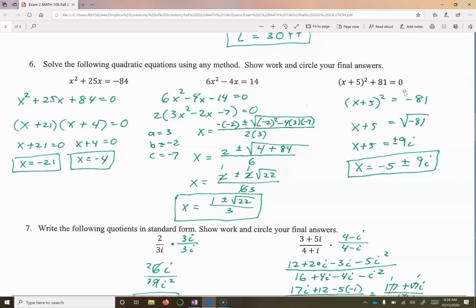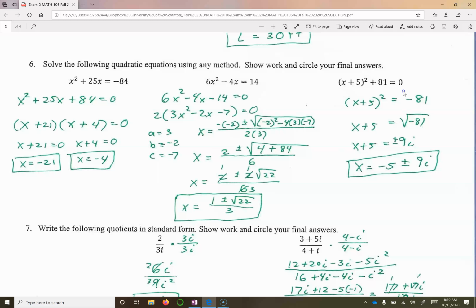All right, 6. 6 was, here's a bunch of quadratic equations. Use any method that you know to solve it. So for some of them, one method was easier than the other. The first one was just factorable. You could have used the quadratic formula if you wanted to. It just would have had big numbers because you have an 84 in there or 25. But if you just knew you could factor 84 into 21 and 4, that was a simple problem.